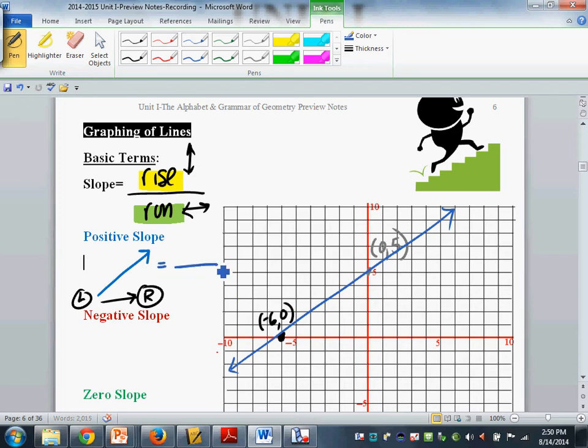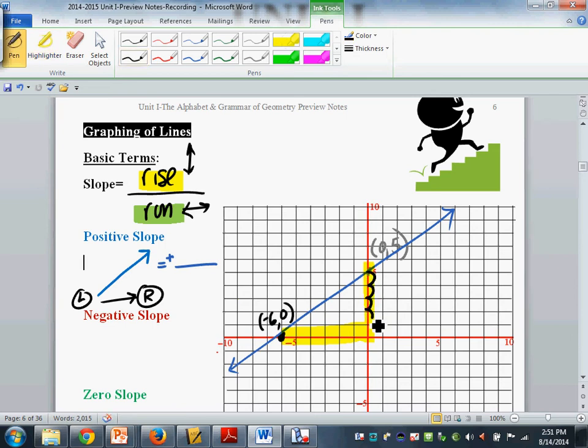Now, when I count out this slope, it's going to be rise over run. I automatically know it's positive. Put a little positive sign there. It has to be positive because it goes up from left to right. Okay. Now we just have to count our rise and our run. So you're looking at this right triangle here.